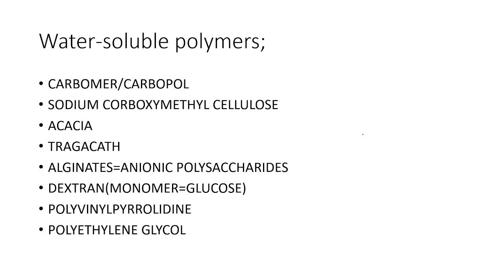So what are the examples of these water-soluble polymers? Carbomer, which we can also call carbopol, sodium carboxymethyl cellulose, acacia, tragacanth, alginates, dextran, polyvinyl pyrrolidone, and polyethylene glycol. All these come under water-soluble polymers. Very important.